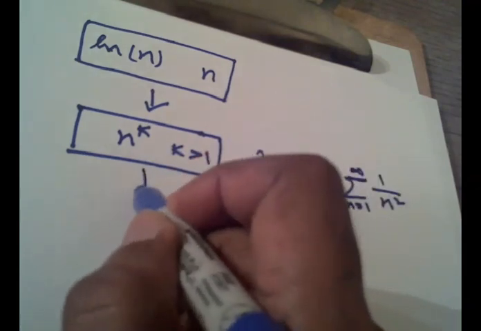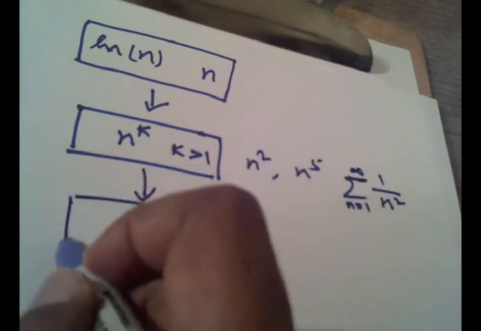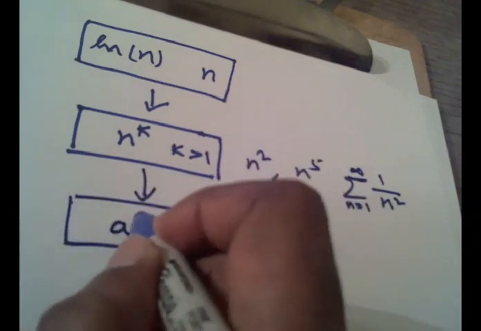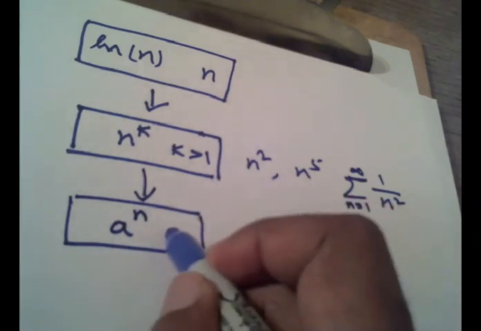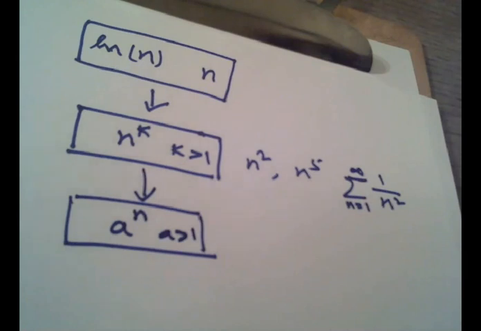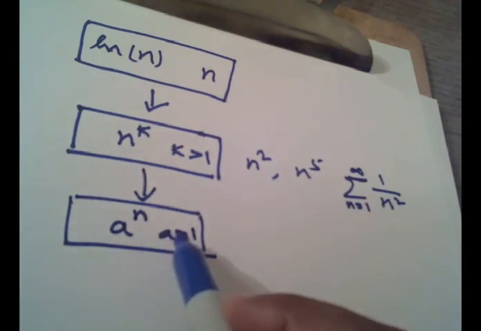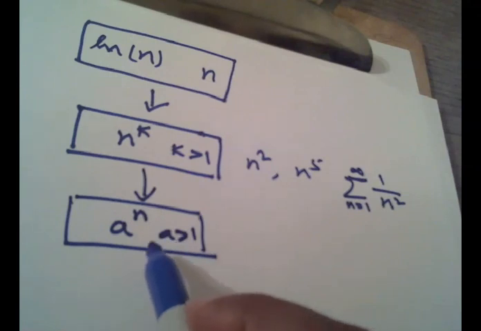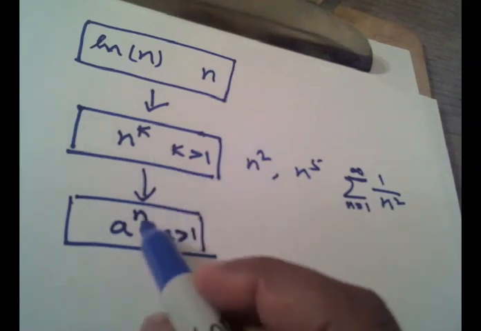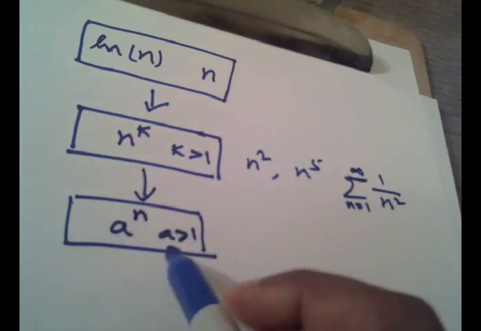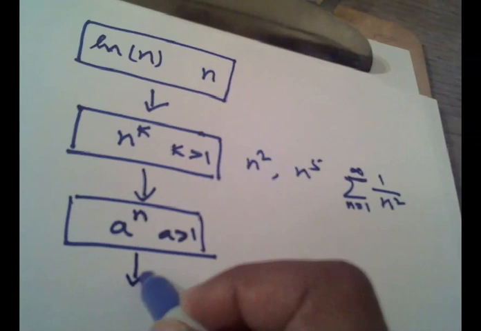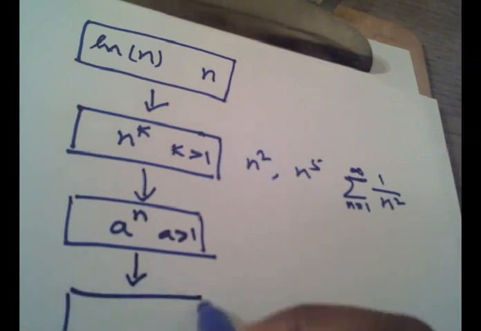And something that grows even faster is a to the power of n, when a is greater than 1. Of course, when a is less than 1, a to the power of n, as n goes to infinity, just goes to 0. But if the comparison is between n to the power of k and a to the power of n, a to the power of n grows faster. And the thing that grows even faster is n factorial.